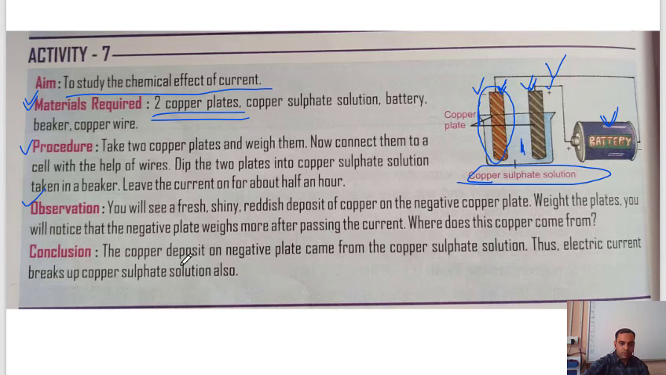The copper deposit on the negative plate came from the copper sulfate solution. So from the copper sulfate solution, some amount of copper came and deposited right over here. So its weight increases, its mass increases. Thus electric current breaks up the copper sulfate solution also. From here we prove that the electric current that passes through this wire into the system breaks up the copper sulfate solution also, and here the negatively charged plate attracts the copper, and copper from the copper sulfate solution gets deposited right over there.